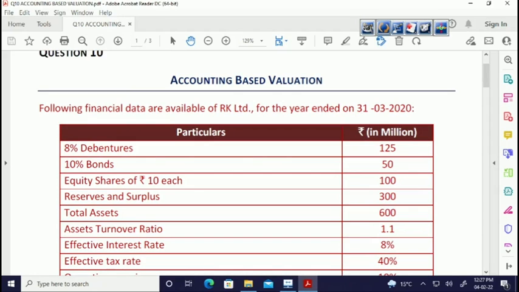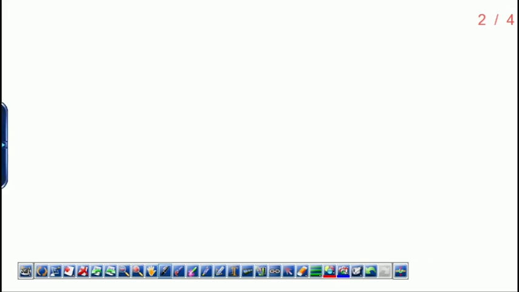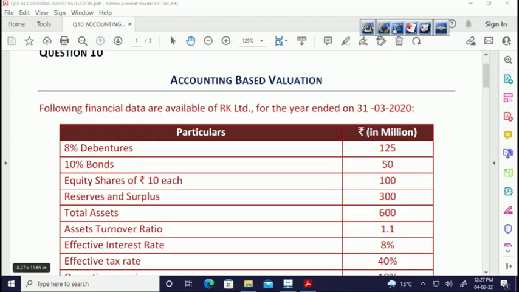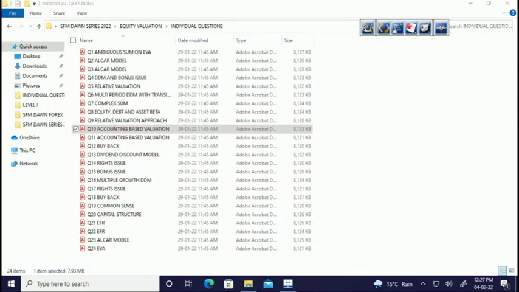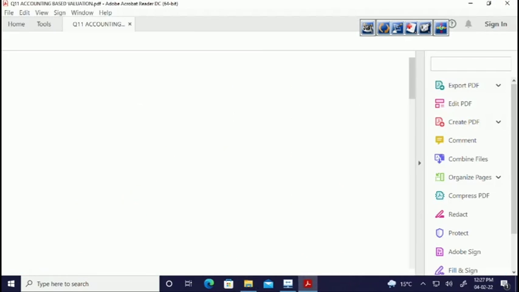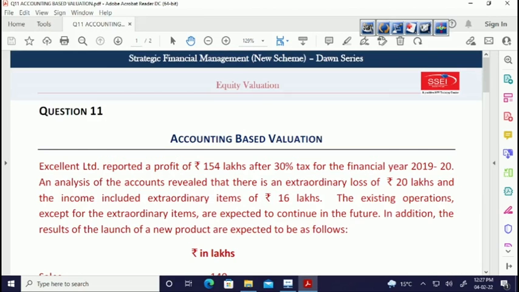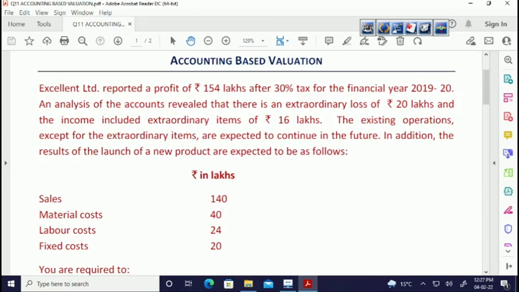Okay. Next, let's move to another sum, accounting based valuation. We are moving to another sum on accounting based valuation. Now this is question number 11. This sum has also been done in class.